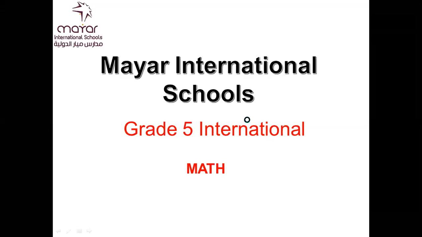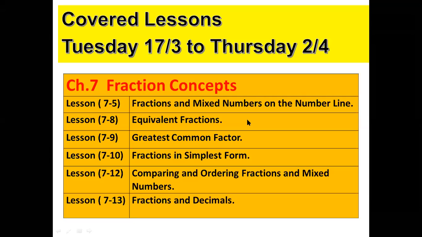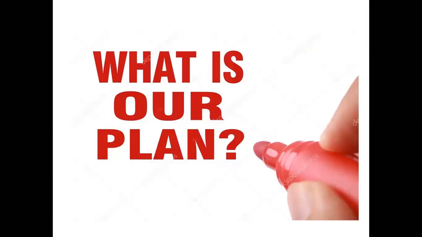Okay. Guys, we talked about the lessons from Tuesday 17.3 to Thursday 2.4. We talked about fraction concepts. We talked about 7.5, which is fractions and mixed numbers on the number line. 7.8 was about equivalent fractions. 7.9 covered the greatest common factor, fractions in simplest form, comparing and ordering fractions and mixed numbers, and fractions and decimals.